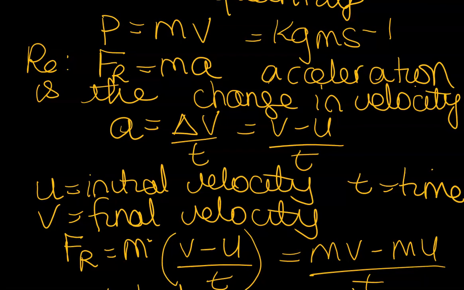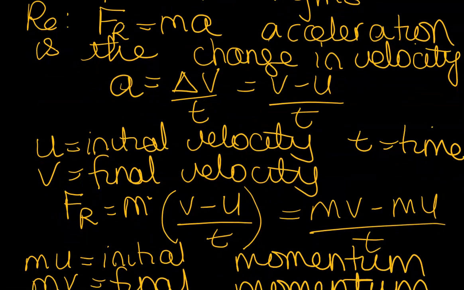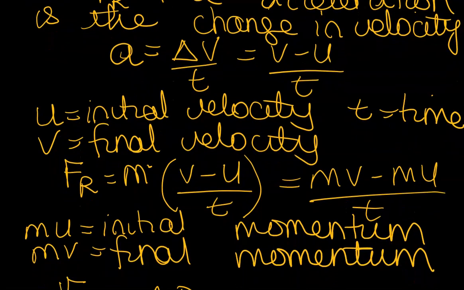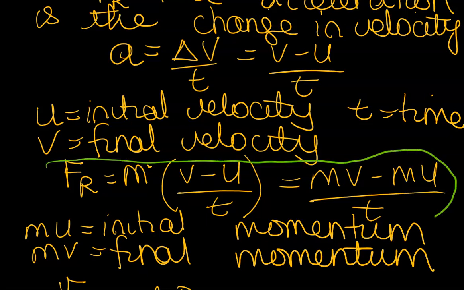So what I'm doing is that I'm going to substitute for acceleration. I'm saying that it is v minus u over t. Now, if you are considering the equation for Newton's second law, where you say Fr is equal to ma, it is m open brackets v minus u over t, which is equal to mv minus mu over t. Now, this line in particular is pretty fundamental because what it establishes is the relationship between resultant force and momentum.